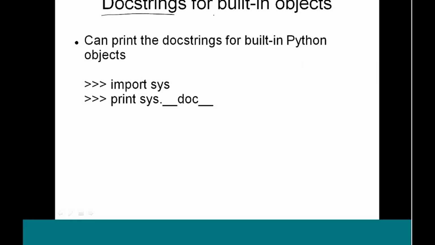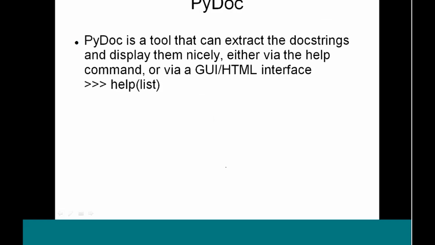Now there are also doc strings available for built-in objects. For example, we can print these doc strings for built-in Python objects by just using the relevant underscore underscore doc underscore underscore. For example, if we import sys, we can do print sys dot underscore underscore doc underscore underscore. So this is something that is useful. So I think you can find out what this prints out.